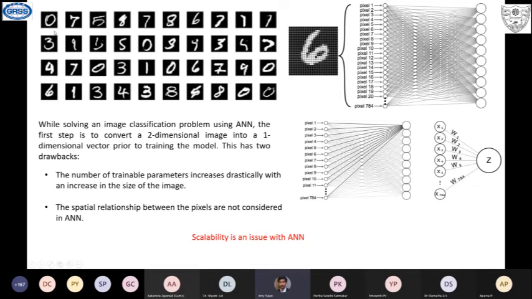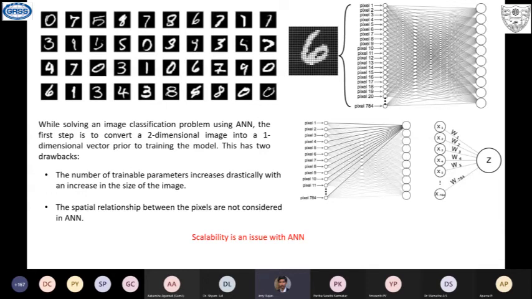So I have 10 neurons, only one layer, and this is my input. The input image size is 28 by 28. I cannot give the image as such as input, so I converted this image to a column format. There will be 784 pixels. This is again a fully connected network, so all those 784 pixels are connected to this neuron, and to this neuron, and so on.